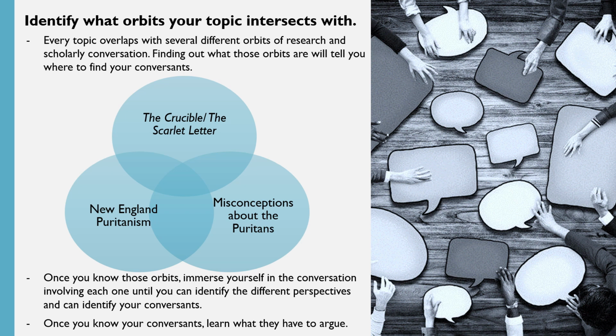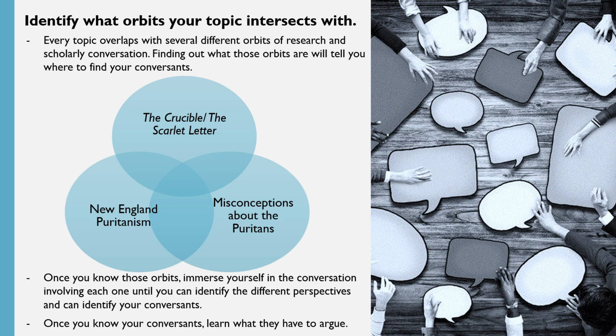Consider our example. In our research on the representation of Puritans in The Crucible and The Scarlet Letter, there are at least 3 orbits of scholarly conversation whose intersection is the topic of our project. One orbit is the books themselves. The other is New England Puritanism, and the other orbit is the broader misconceptions and misunderstandings surrounding Puritanism.